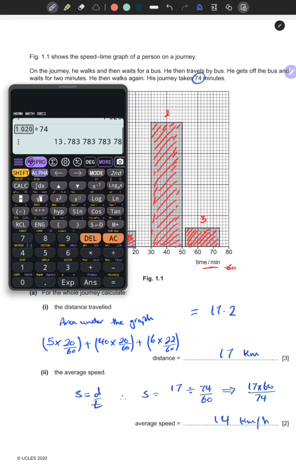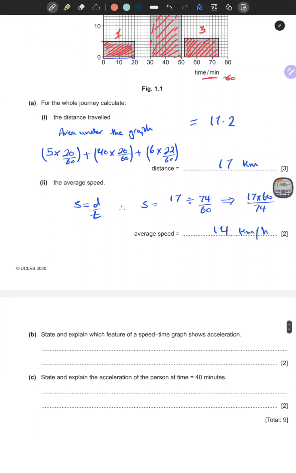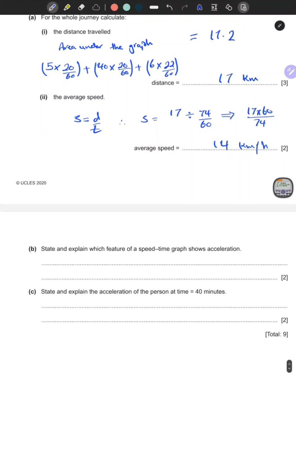Okay, that's it. Let's see the next part here. State and explain which feature of the speed time graph shows acceleration. The feature in the speed time graph.